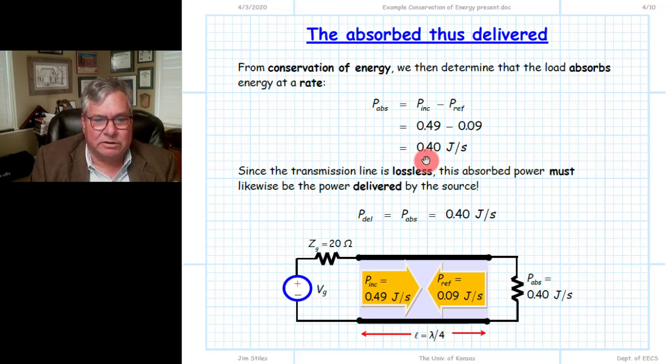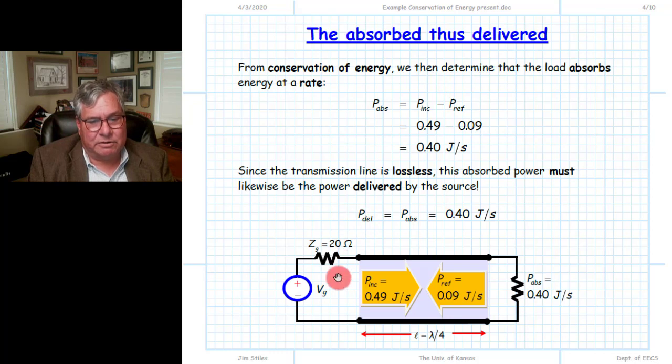Likewise, by conservation of energy, we know the power that's delivered by the source. It's equal to the power absorbed at the end, since the transmission line is lossless. Both of those are equal to the net power flow of 0.4, and so likewise the delivered power is 0.4 watts. Delivered power is 0.4 watts, the net power is 0.4 watts, and the absorbed power is 0.4 watts. All those values are the difference between the incident power and the reflected power.